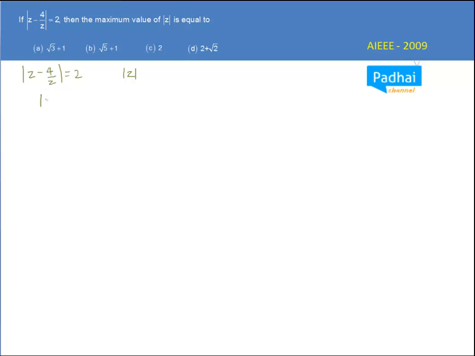Okay, let's see. I can write mod z in terms of this equation as well. How? If I add minus 4 by z and plus 4 by z, there is no harm in it because I am adding and subtracting the same term. And I club this, z minus 4 by z, with plus 4 by z.